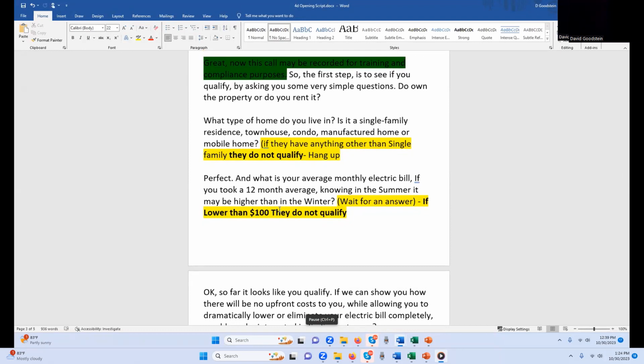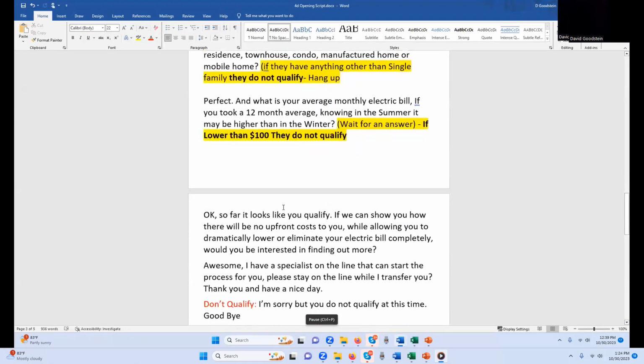Now, if we can show you how there'll be no upfront cost to you while allowing you to dramatically lower or even eliminate your electric bill completely, would you be interested in finding out more? You would. Awesome. I have a specialist on the line that can start the process for you. Please stay on the line while I transfer you. Thank you and have a nice day. That's it. That's the script. It is only 16 sentences long.